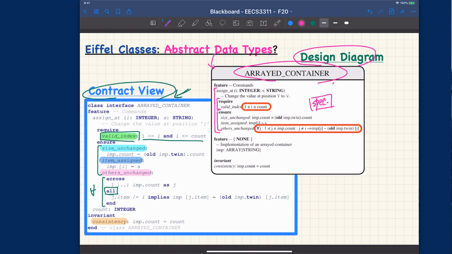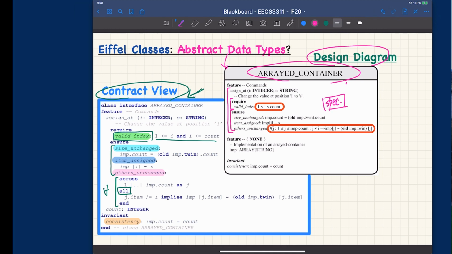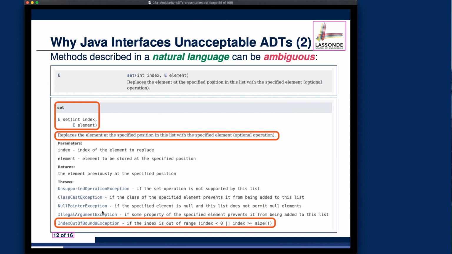So now hopefully you can really see why we claim Eiffel classes with contracts are the true abstract data types, with precise information about the interface. Okay, let's go back to the slides and see what else we have to cover.